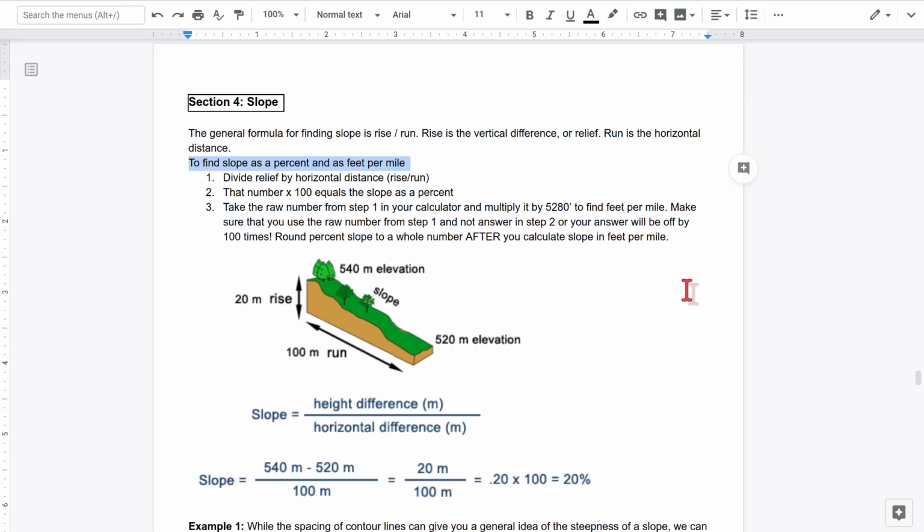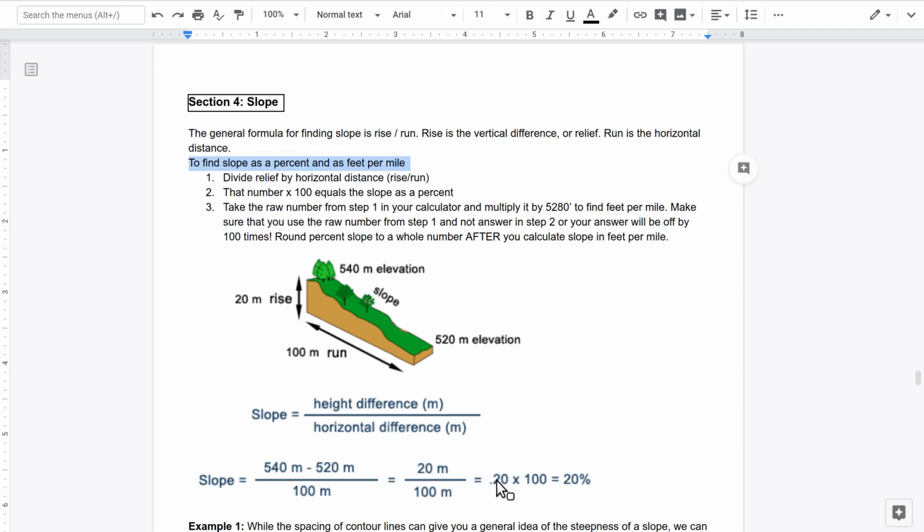The other way that you're going to be asked to express slope would be as feet per mile. So I'm not asking you how many feet are in a mile, but if you extended that slope for a mile, what would be the vertical relief given a run of 1 mile? So the easiest way to do that is you divide relief by horizontal distance, and in your calculator, in this example, you'd have 20 divided by 100 is 0.2. So then you'd take the 0.2 and you multiply it by the number of feet in a mile.